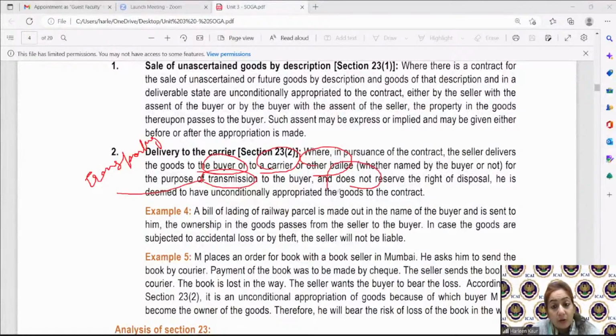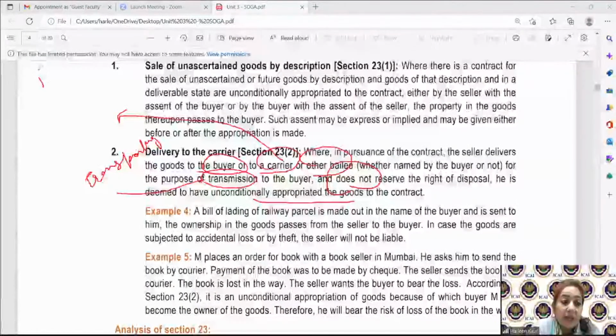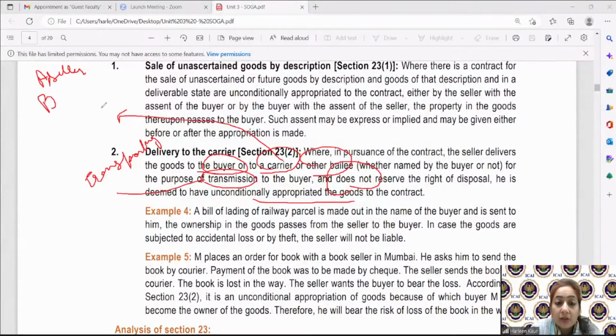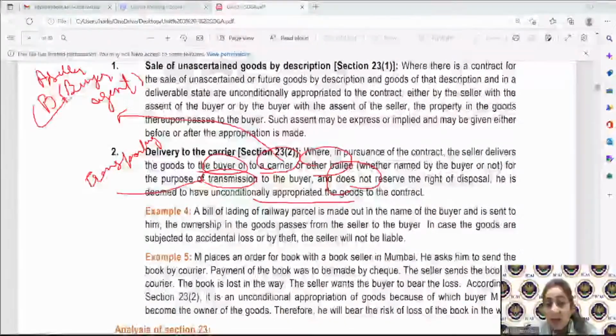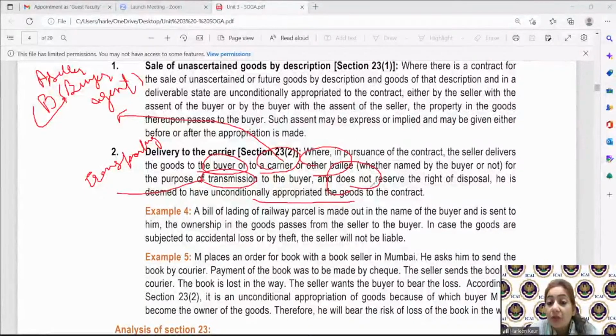And I do not reserve the right of disposal. Very important line. That means I have unconditionally appropriated the goods. Once I have given the goods to the courier, the courier here is acting as the buyer's agent. If A, the seller, has given the goods to B, who is a transport agency, then this B, a carrier, is acting as the buyer's agent. It is assumed as if the goods have been given to the buyer itself. Why? Because the seller has not reserved the right of disposal.